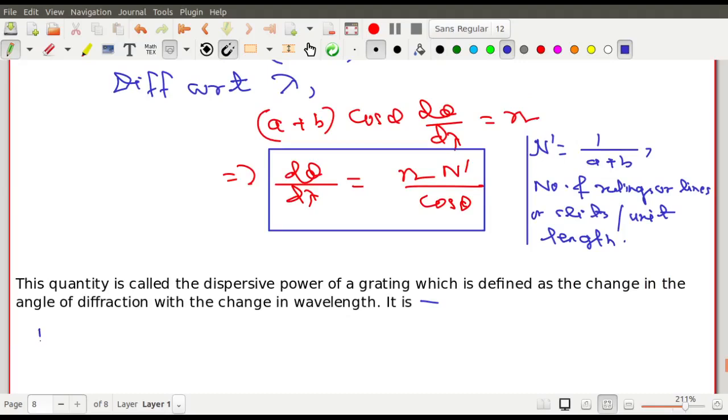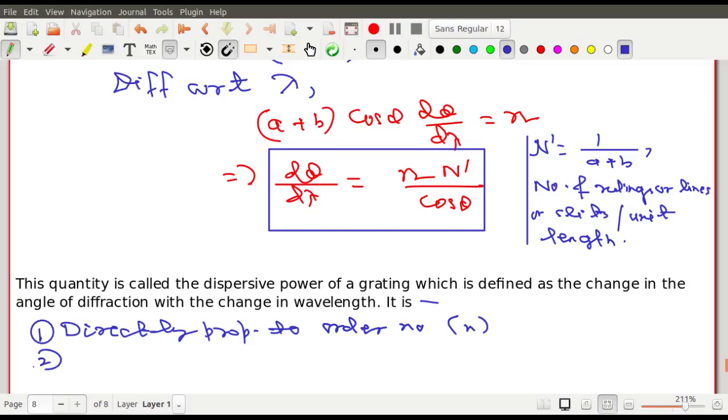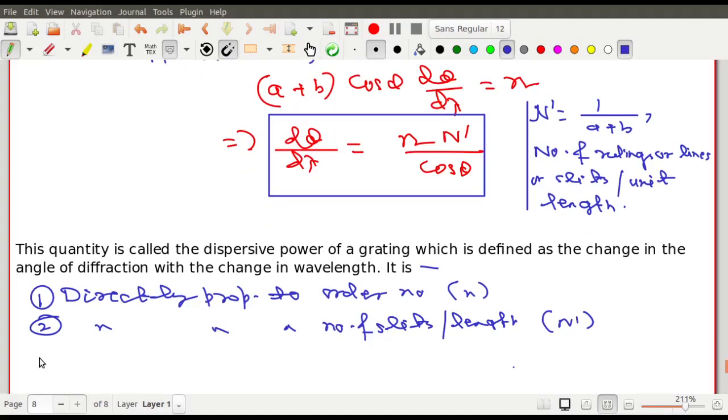Number 1, directly proportional to the order number n. Number 2, directly proportional to the number of slits per unit length, which is basically n dashed. And number 3, directly proportional to the angle of diffraction.